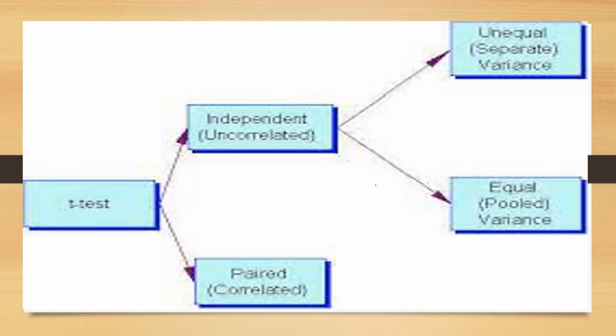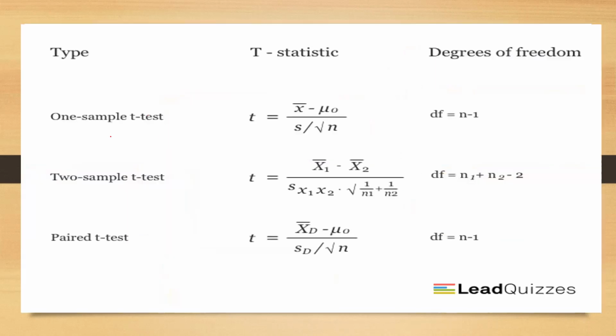Now, these are the formulas for calculating the different types of t-test. And these formulas, you should have them on the palm of your finger. You should know them. They should be with you. And for each type of t-test, we have a different formula for calculating the degrees of freedom.